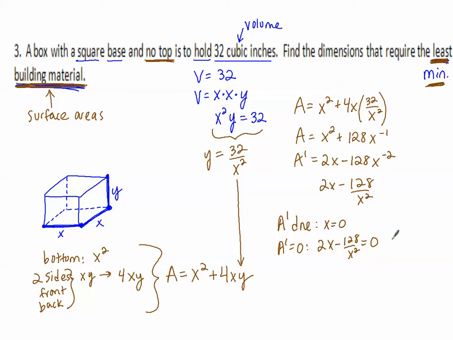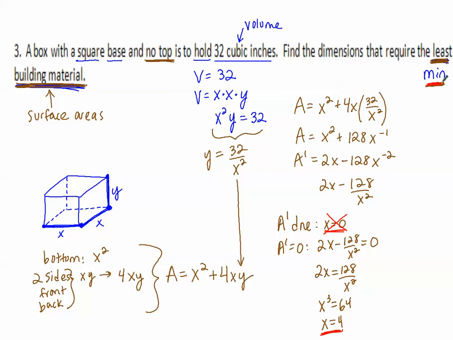And if we solve this, we multiply by x squared and divide by 2, and we get x cubed equals 64, so x equals 4. So we have two critical numbers. However, does it make sense to say x equals 0, that the length of the box and the width of the box equals 0? No, it doesn't. So we're not going to use that number. That means that x equals 4 has to be the value where we have a minimum.